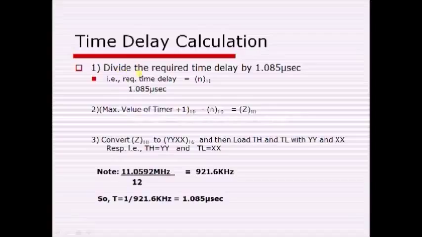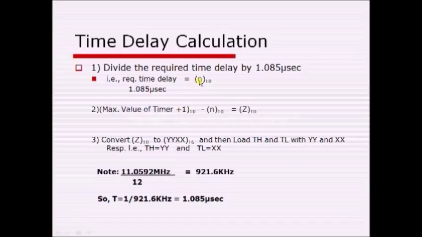The initial step is to divide the required time delay by 1.085 microseconds. We got 1.085 microseconds from this: 11.0592 MHz divided by 12 gives 921 kilohertz, and the inverse of this frequency, the time period, is 1.085 microseconds. Therefore, for every 1.085 microseconds, the timer register gets incremented by 1 when it is receiving the clock from the 11.0592 MHz clock source. So we divide the required time delay by 1.085 microseconds, and then we get a value.